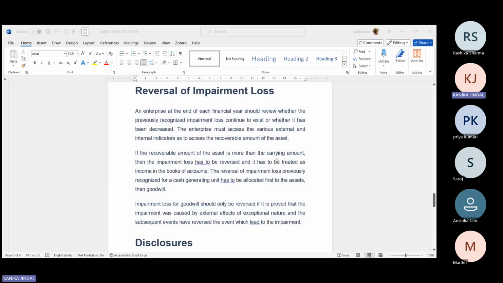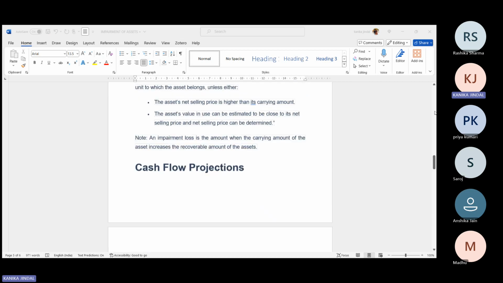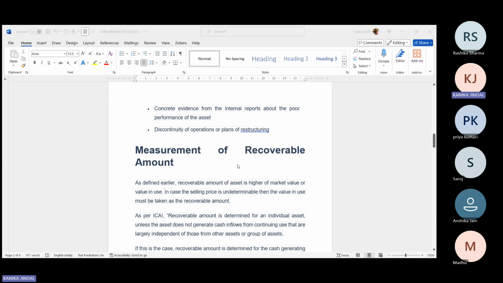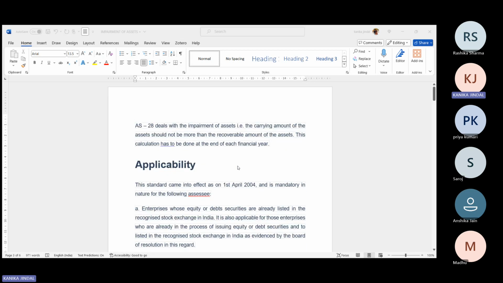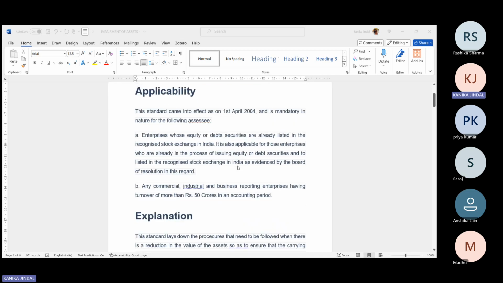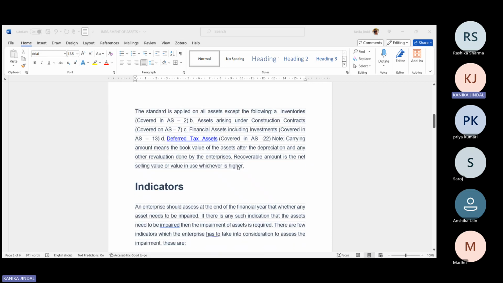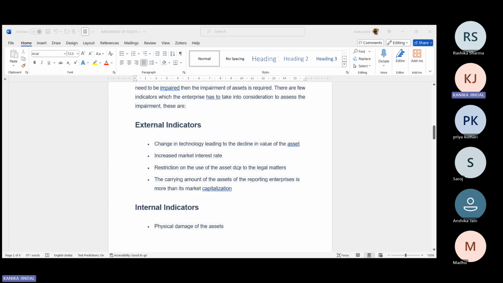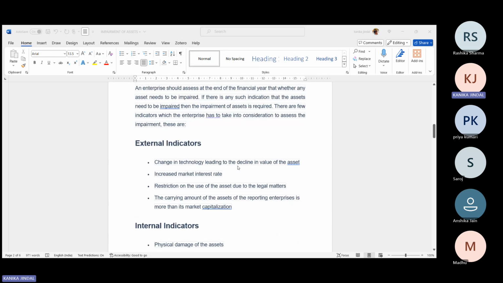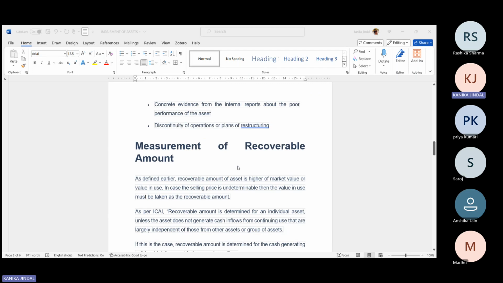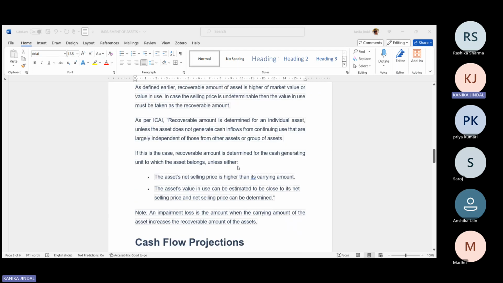Okay. So I can see a few gestures in the meeting, which shows that you have understood. Great. So what we have done, we have discussed AS 28, that is impairment of assets. We discussed the application of AS 28. We discussed the explanations and guidelines of AS 28, the external and internal indicators which are taken into consideration to assess the impairment of assets. Then we studied the measurement of recoverable amount. How do we measure that?